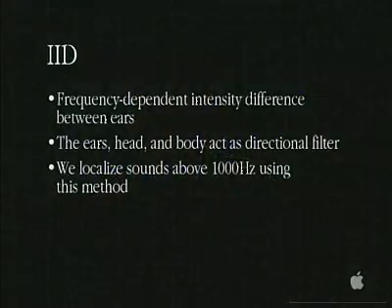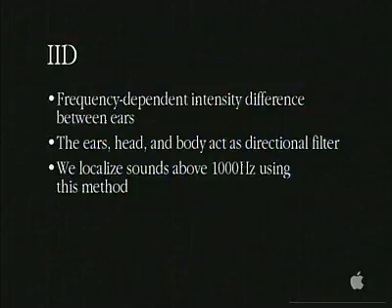So sounds coming straight ahead hit both ears at the same time. Also, sounds coming from straight above do, and from straight behind. And so the brain knows that the sound is in the median plane. But for sounds that are extremely on one side or the other, the delay is quite pronounced, and we can tell the direction. Another method that we use is called interaural intensity difference.